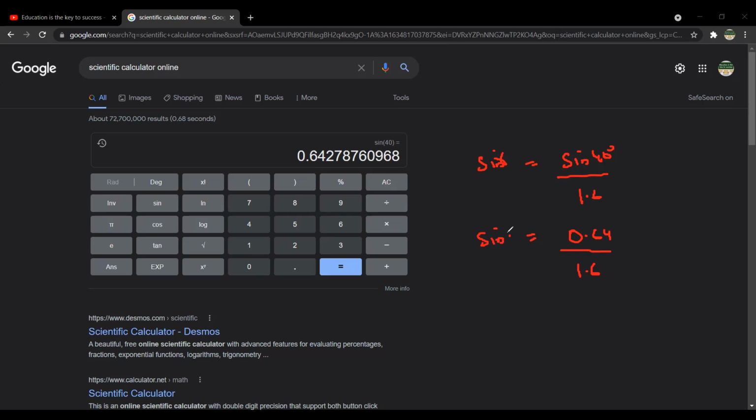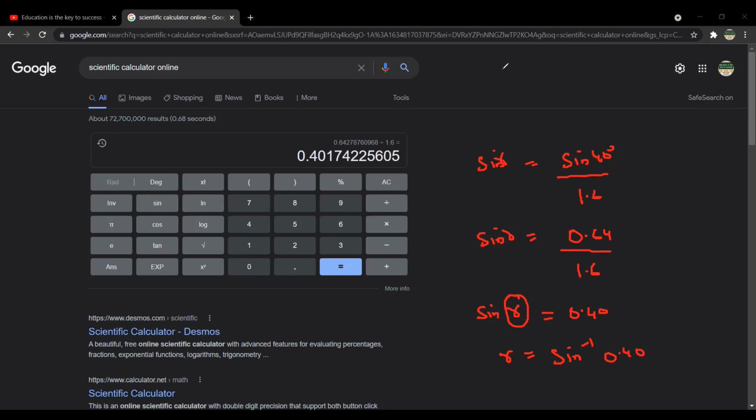That is equal to sine r. So 0.64 divided by 1.6, that is equal to 0.40. So this value is 0.40, that is equal to sine r. But in the question, we need r only. So if we need r, then because this sine will move to the other side, it will become sine inverse. That's called sine minus 1 or sine inverse. This is a mathematical way to solve this trigonometric function.